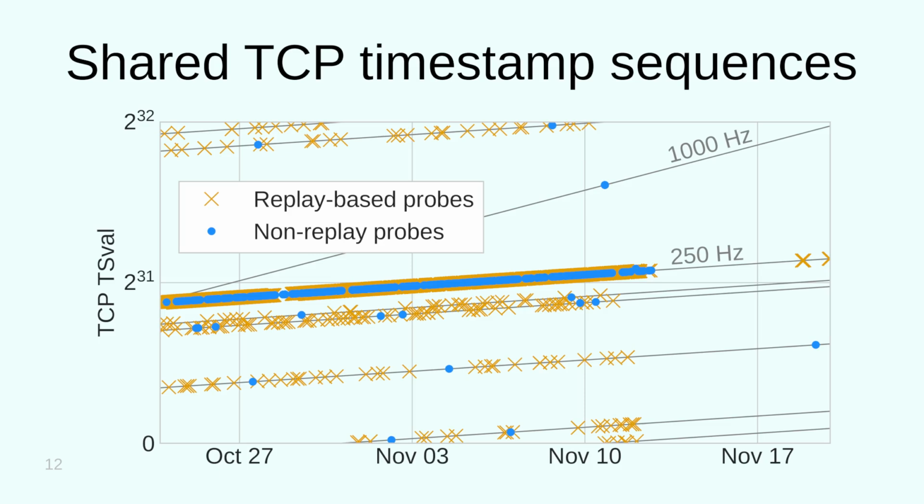So this graph shows the TCP timestamp sequences over time of a few thousand active prober IP addresses in one sub-experiment. And you can see that even though they come from many different IP addresses, they fall into a small number of distinct TCP timestamp sequences. And the sequences increase at typical rates, so 250 hertz or 1,000 hertz. That 1,000 hertz line goes through a cluster of about 20 data points that are very closely spaced, but within that space they are much more like 1,000 hertz than 250 hertz.